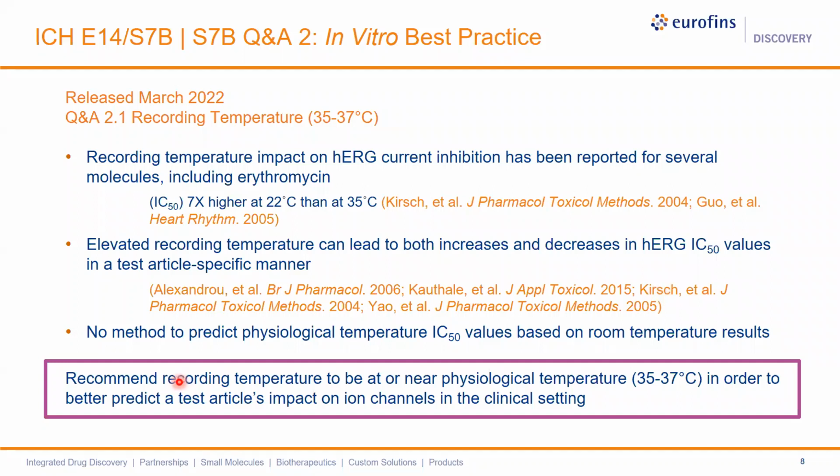Therefore, FDA recommends the recording temperature to be at near physiological temperature, 35 to 37, in order to predict the test article's impact on ion channels in the clinical setting. In the clinical setting, the temperature is 37, so that's why they want the assays done at physiological temperature for the ion channels.